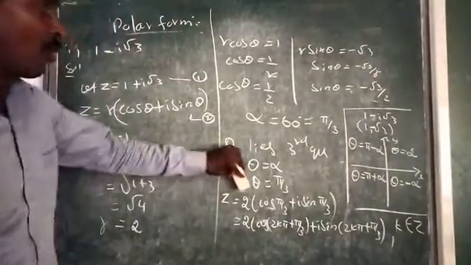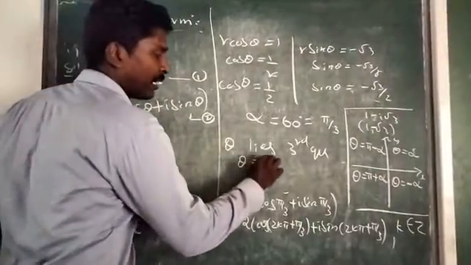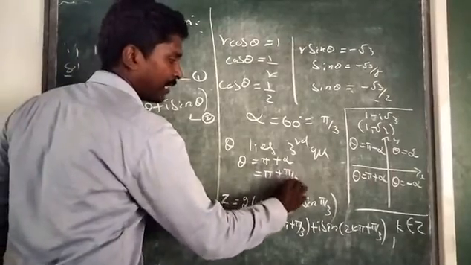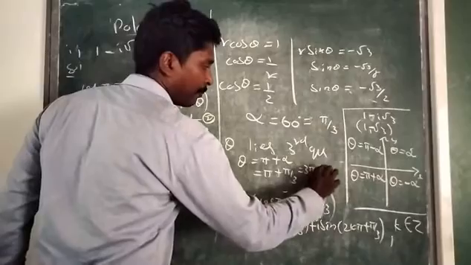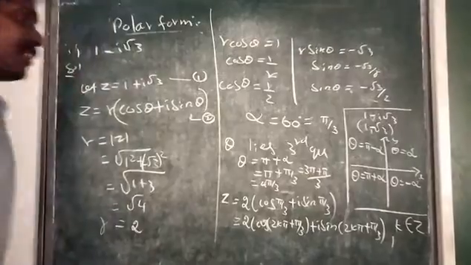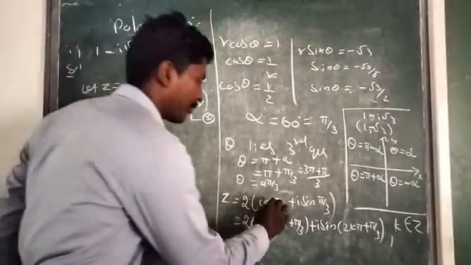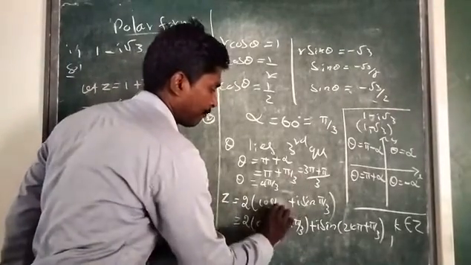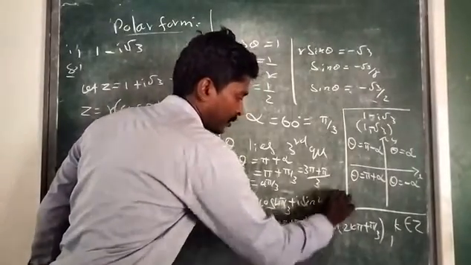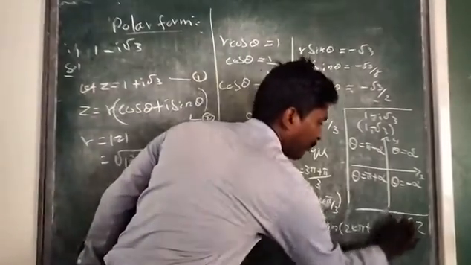So in the third quadrant, what is the condition? We write theta equal to pi plus alpha. Then instead of alpha substitute pi by 3: pi plus pi by 3, cross multiply, 3 pi plus pi by 3, finally becomes 4 pi by 3. That is the theta value. Now we know the value of r equal to 2. Substituting theta, it becomes 4 pi by 3, so here write 4 pi by 3, and here also 4 pi by 3 for the second term.